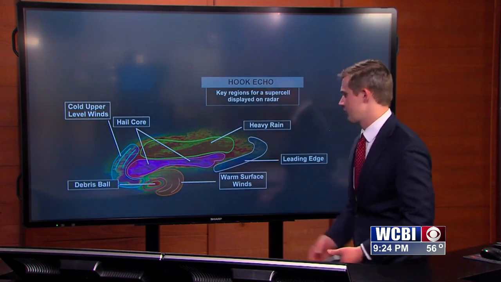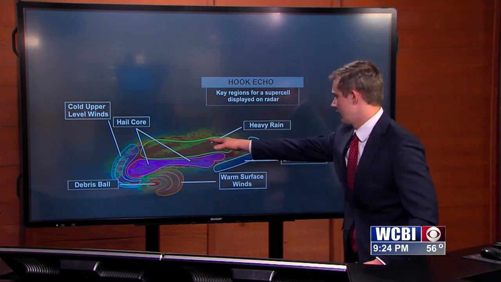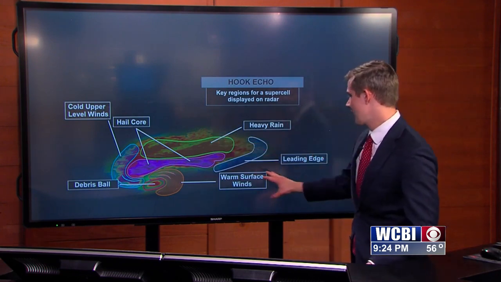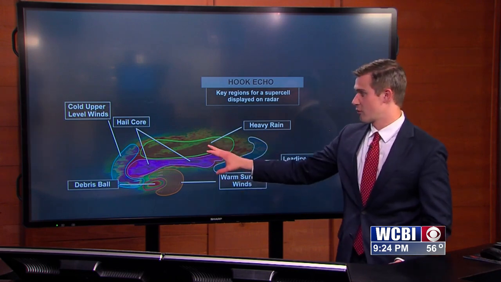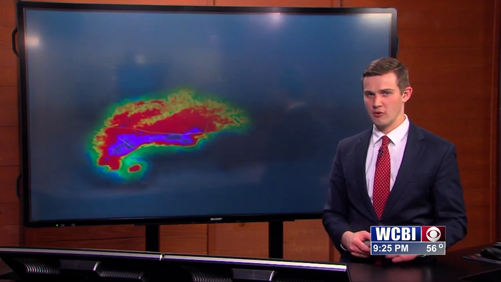And here are a few basic components to a supercell radar signature. You've got heavy rain, located here, the leading edge, warm surface winds, the debris ball, hail core, and the cold upper level winds. And we'll discuss a few of those in depth.